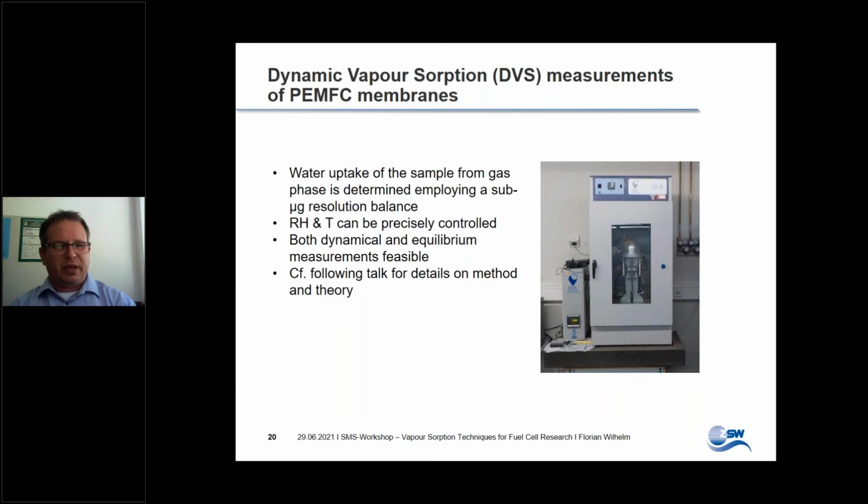It can measure the water uptake of the sample from the gas phase, employing a sub-microgram resolution balance. During the experiment, the relative humidity and temperature can be precisely controlled. And this makes both dynamical and equilibrium measurements feasible. What I'm going to show you is some examples for equilibrium measurements, but dynamical measurements are also very interesting if we want to gain some information on rates of adsorption and other properties. The details on methods and theory will also be shown in the following talk, so I'm not going to go too deep into detail here.